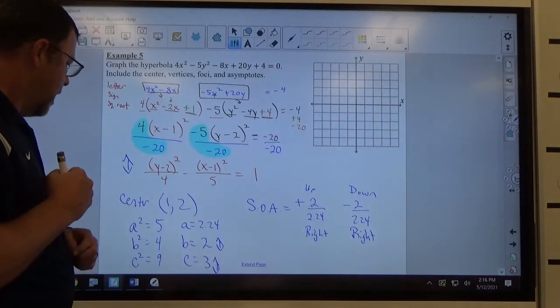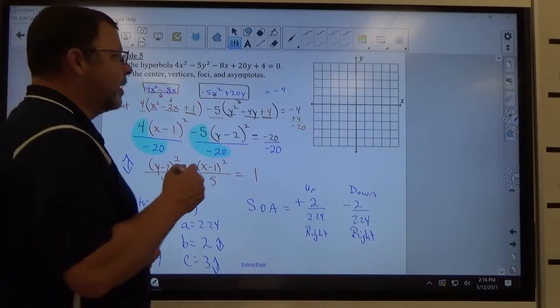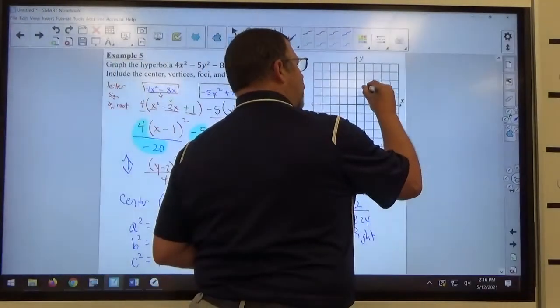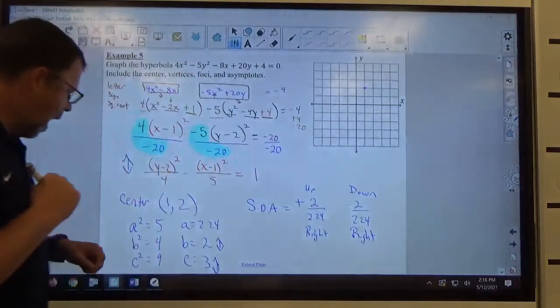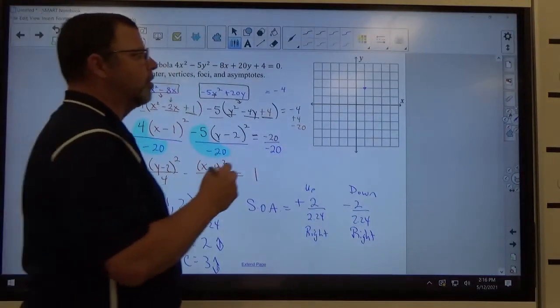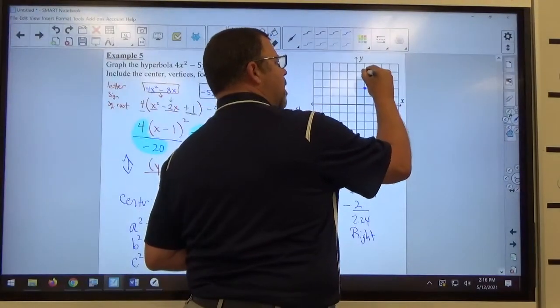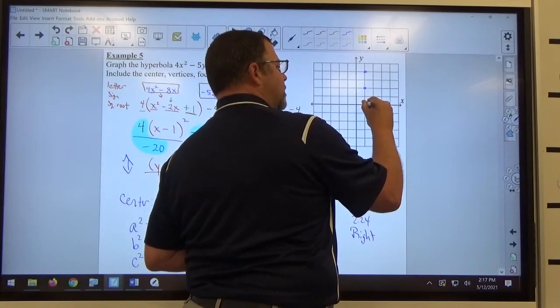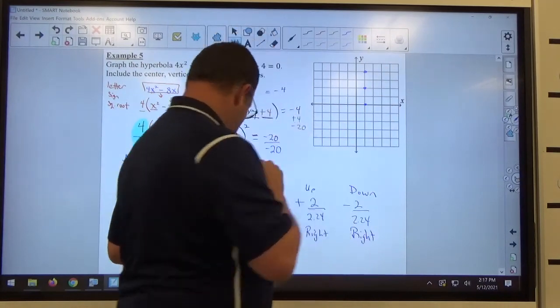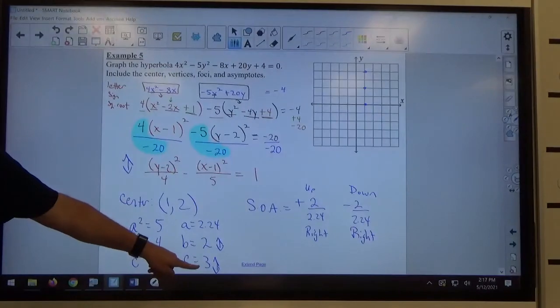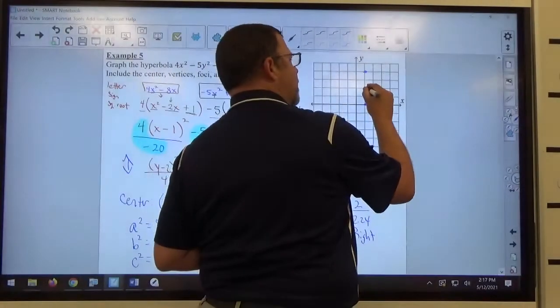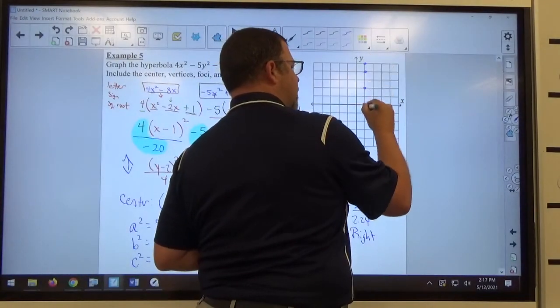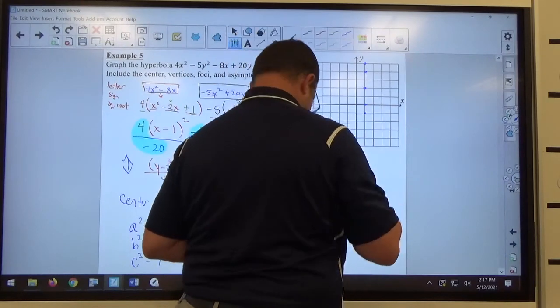So if I plot everything I know, my center is 1, 2, so I'm going to put a dot at 1, 2. I'm going to go up and down 2 spaces to get to vertices from my center. So 2 spaces up is right here. 2 spaces down right there. There's my 2 vertices. We go up and down 3 spaces for my focal points. So I go from the center up 3, from the center down 3 to get my 2 focal points.